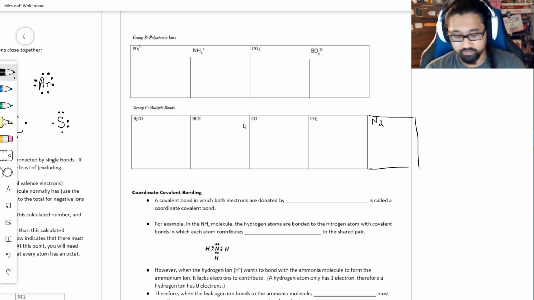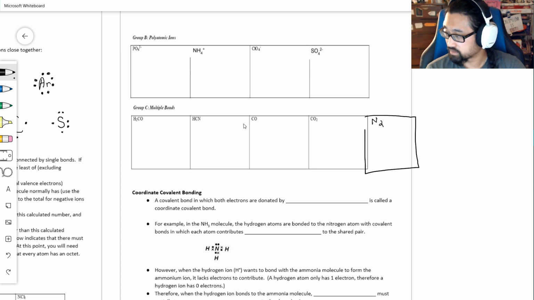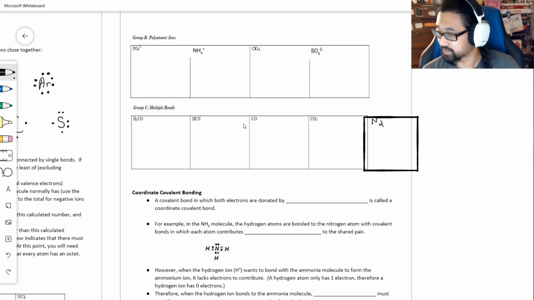N2 is going to be its own little box here, all right? So I'm going to look here at group C, the multiple bonds. And my example is going to be this second example here, HCN.